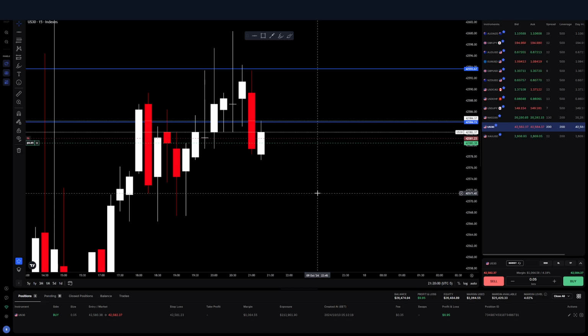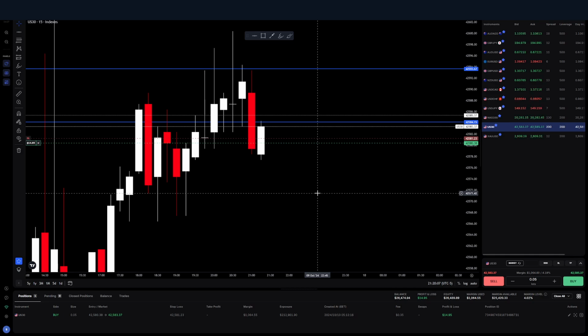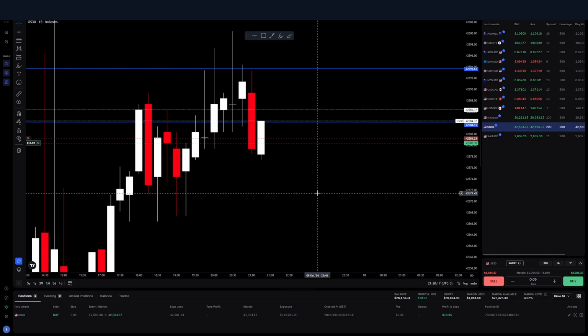So let's see here. We actually want to get stopped out of this trade because I want to show you guys how it's automatically triggered. Right now we're up $15 with this. We only took 0.05 lots. And normally in the morning you can come to the market and take 0.05 lots and really capture big moves on the US 30 and NAS 100.